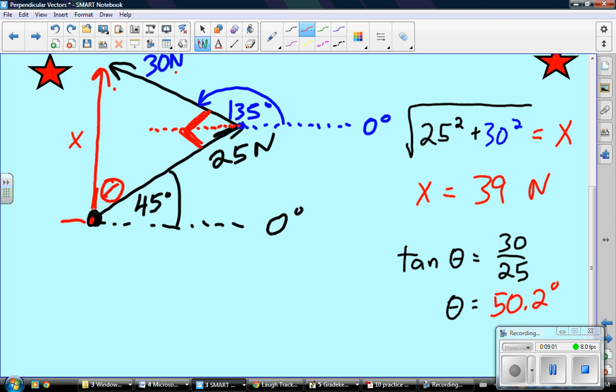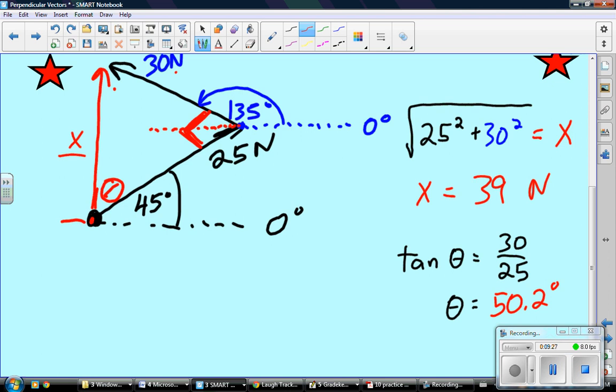And why did I use tan? Opposite over adjacent. We were given the opposite and the adjacent sides. So you always want to try and do your calculations using given values, not calculated values. So we could have done sine or cos and used x that we calculated to be 39, but we don't know if we maybe made an error or if there's some rounding errors or something like that. So always try and use your given values.